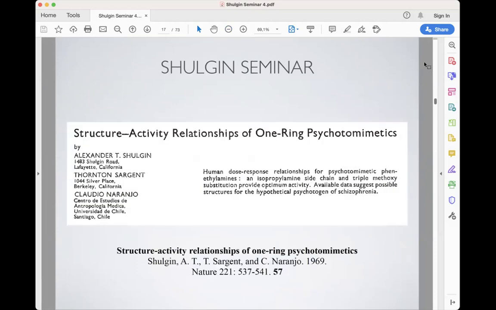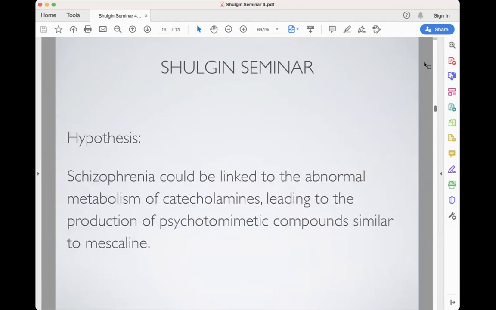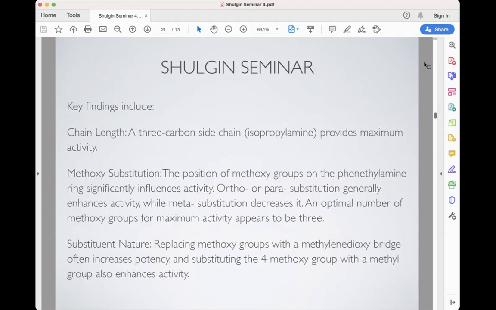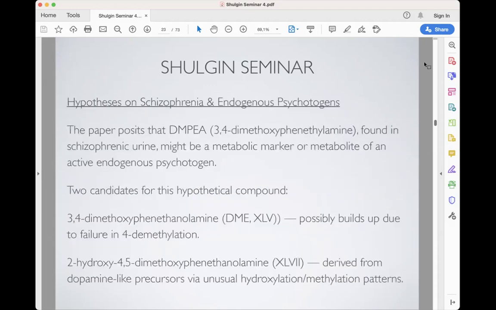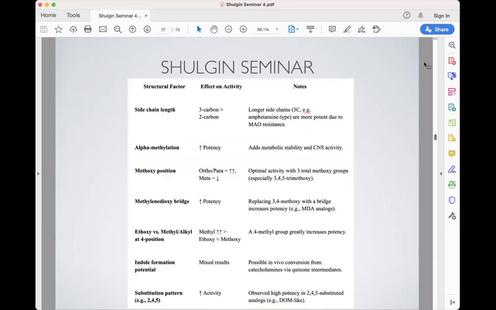The structure activity of wandering psychotomimetics. It gives the same examples. It also has this hypothesis of DMPEA and internal metabolism, and he gives the same examples. The same relations are described as in the other paper from 69.